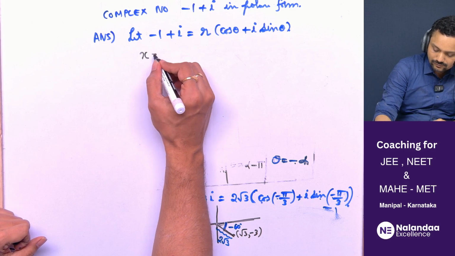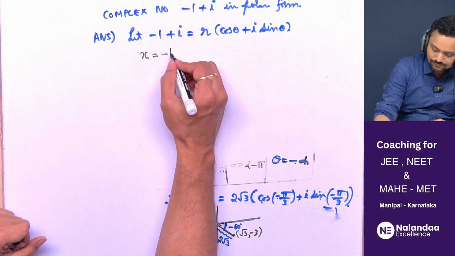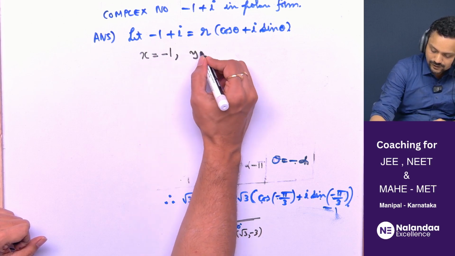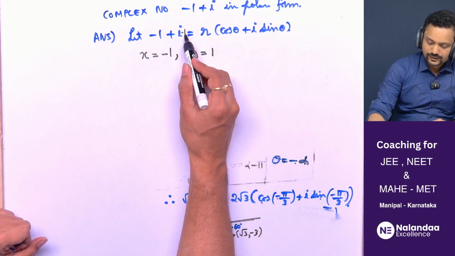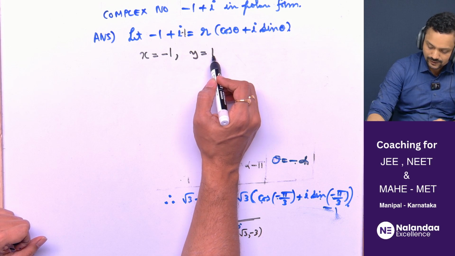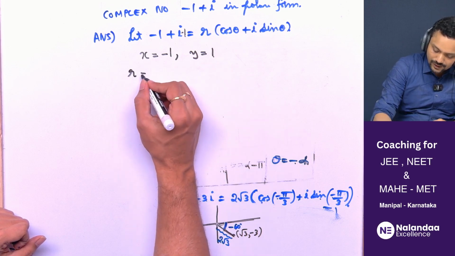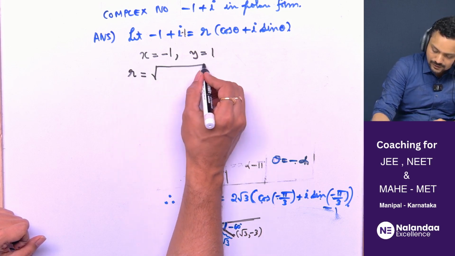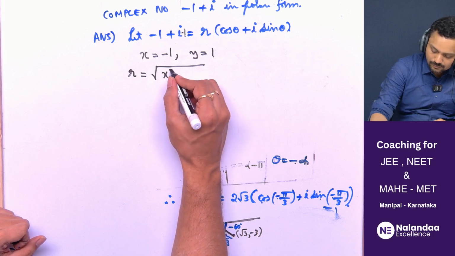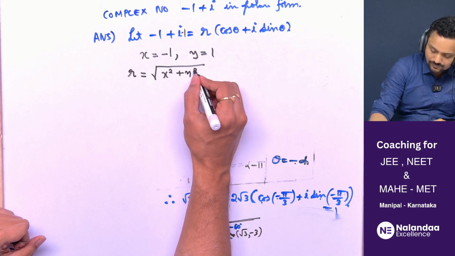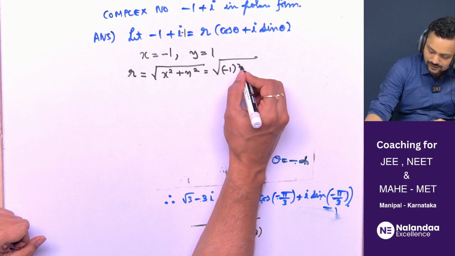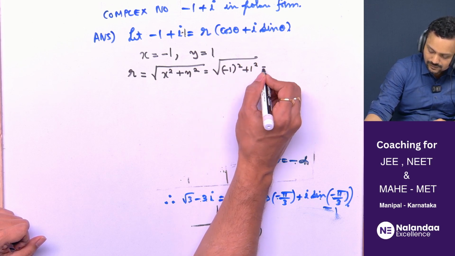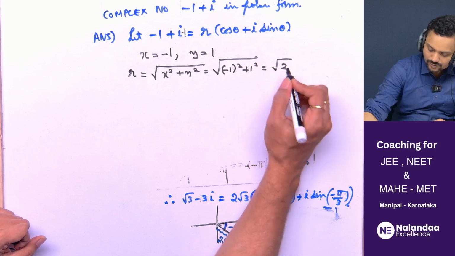Here the value of x is minus 1 and the value of y is 1. This is i into 1, so the value of y is 1. So we can find r here. r is nothing but root of x square plus y square, that is root of minus 1 square plus 1 square. So we get this as root 2.